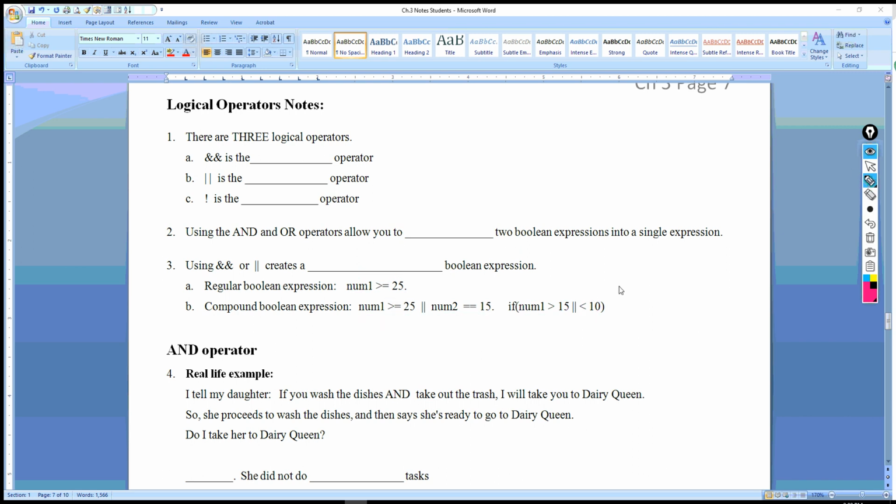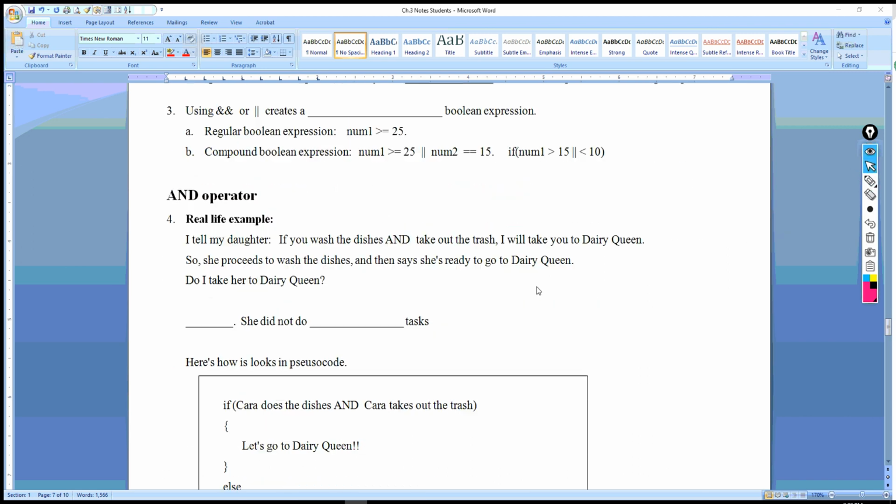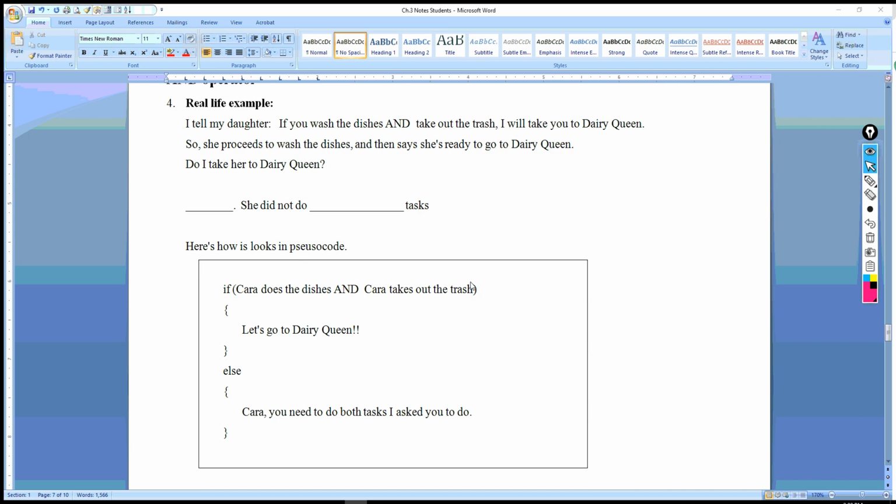And then we're going to look first of all at the AND operator. In real life, let's say I ask my daughter, I need you to wash the dishes and take out the trash, and I'll take you to Dairy Queen. So she washes the dishes, and she says she's ready to go. Well, do I take her to Dairy Queen? And the answer would be no. She didn't do both tasks. I used the word and. So because I said and, that would signify that she needs to do both.